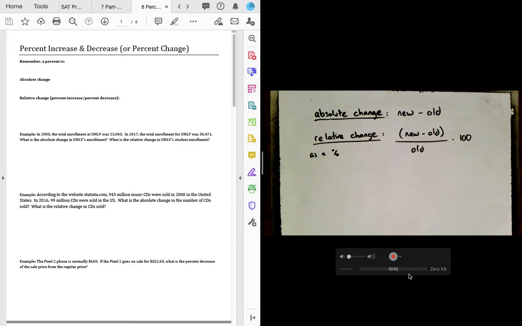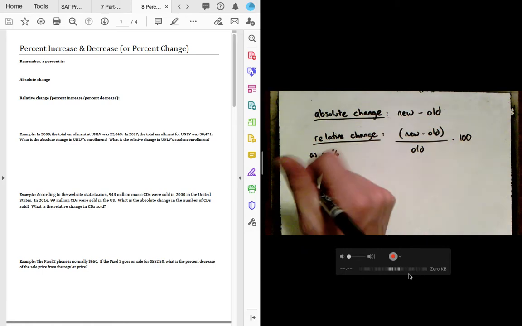Let's look at some examples of relative change. The first example says in 2000, UNLV's enrollment was 22,043. In 2017, the total enrollment for UNLV was 30,471. Find the absolute and relative change in UNLV student enrollment.